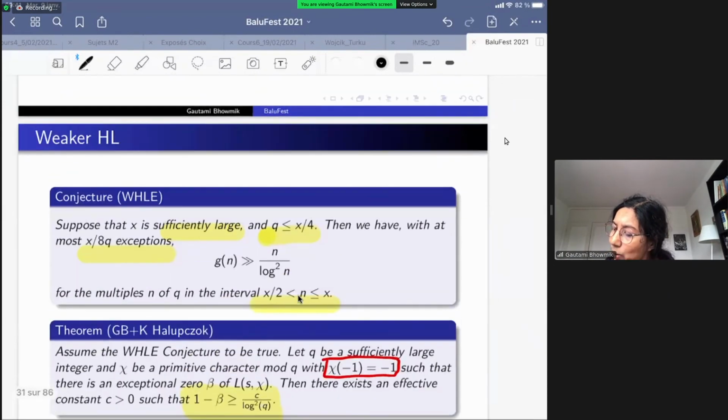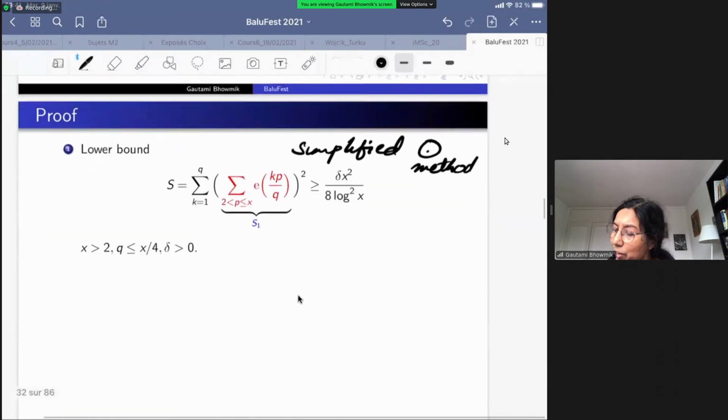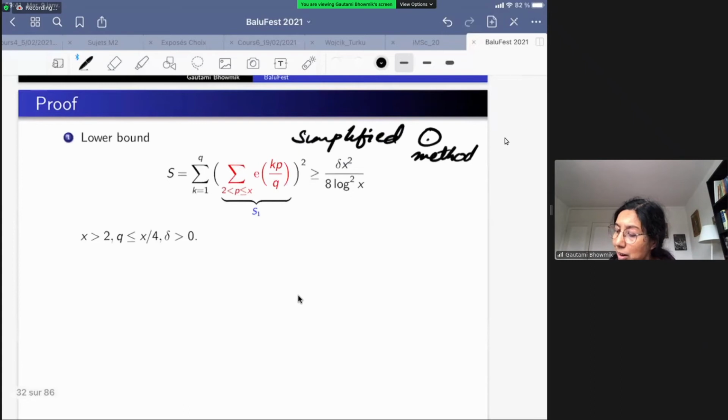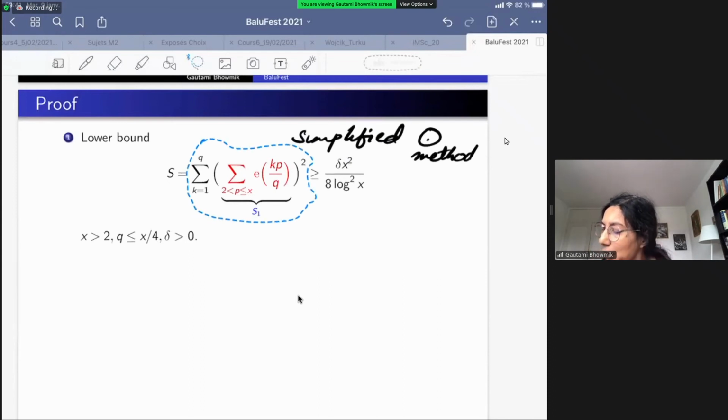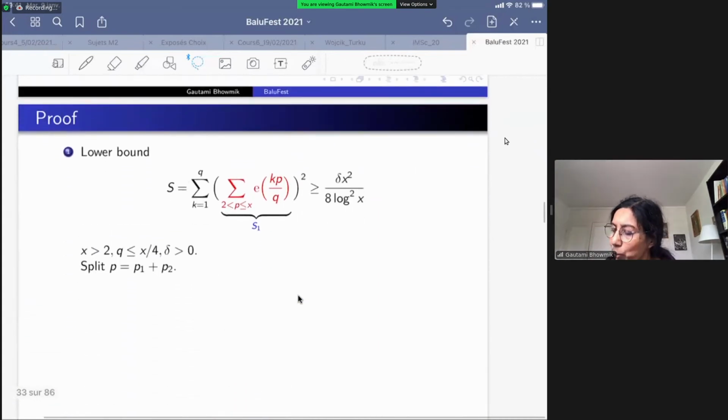condition, we had that q was less than or equal to x by 4. So the q being less than or equal to x by 4 is still used. And then we have S, we want to find this sum. We write it as a sum for all k of an exponential sum e(kp/q), where the prime is between 2 and x. Okay, and so to prove this, let's call this S1.